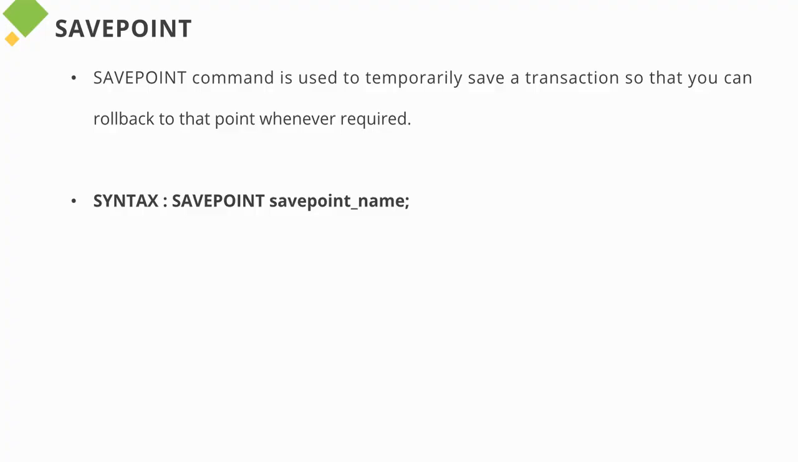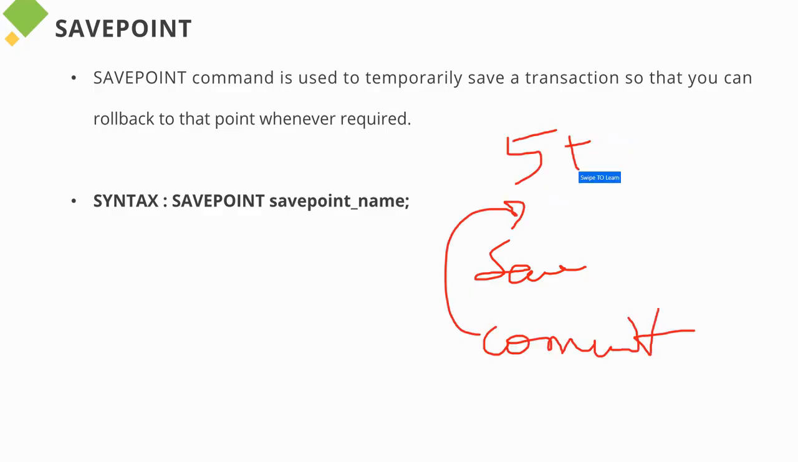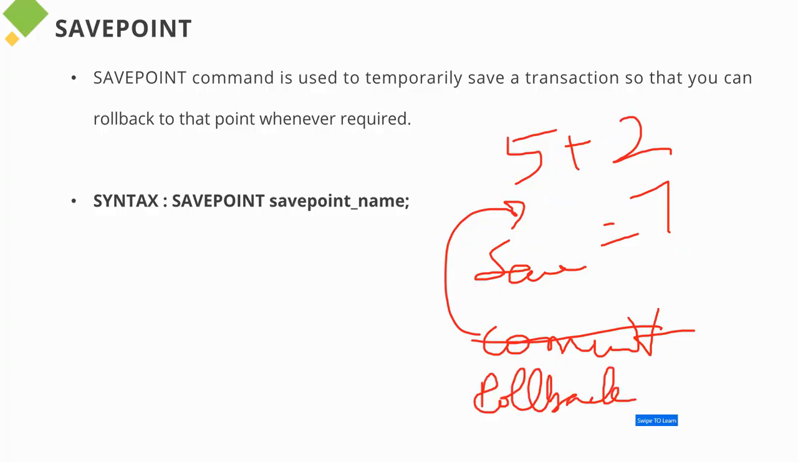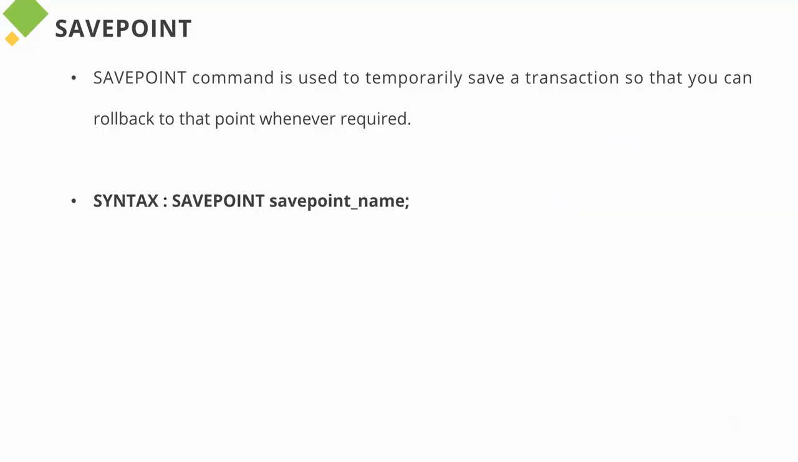Once you feel okay, I need these two students also to be in my permanent database, after the save point test I can just say commit. It will add this 5 plus 2, 7 students. If I don't want them, I'll just say rollback to save point S. But whatever I've saved will remain.